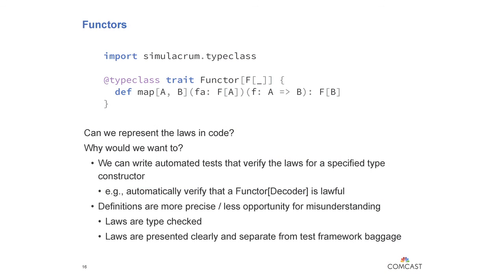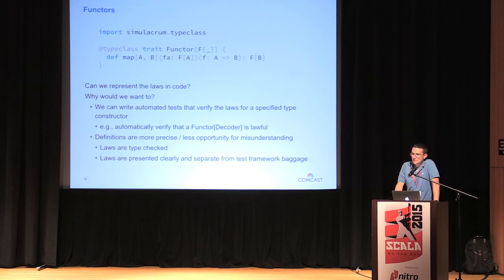What I want to look at today is how we can represent these laws of our functor class in code. When I was first talking to someone about this, they said, well, why would I want to? I mean, that first version seemed okay. It seemed pretty straightforward. This is my answer to that.